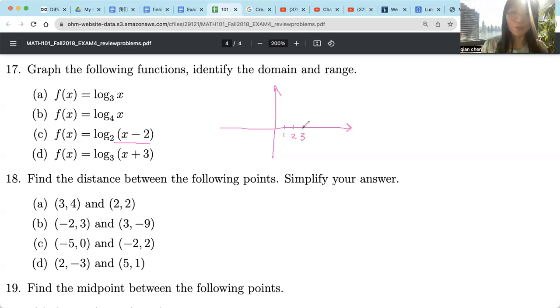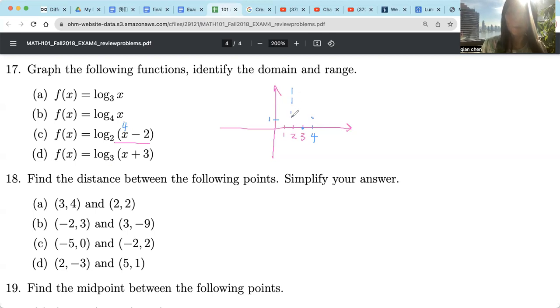So when x value is 3, 3 minus 2, that's 1. Log of 1 in any base is 0. So I have this point. And then let's do x equals 4. 4 minus 2, that's 2. Then it's the same as the base, so I get 1. So this is a 4, and this is a 1 for the y value. So I have this point, and I have this point.